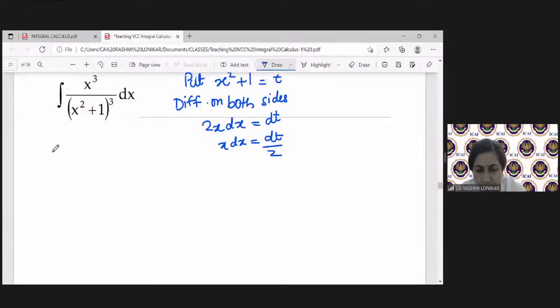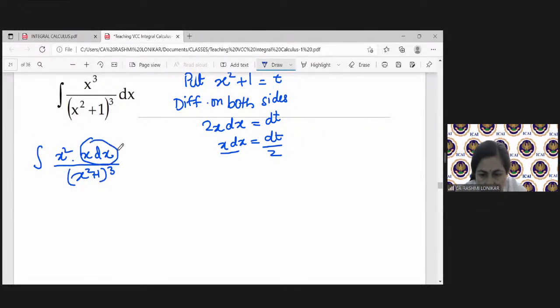Now in the numerator I have x cube. So integral of x cube. Now I need x dx. Now x cube I have, and I have dx. So instead of that, I write it as x square into x dx upon x square plus 1 whole cube. Now instead of x dx, what will I write? I will write it as dt by 2.